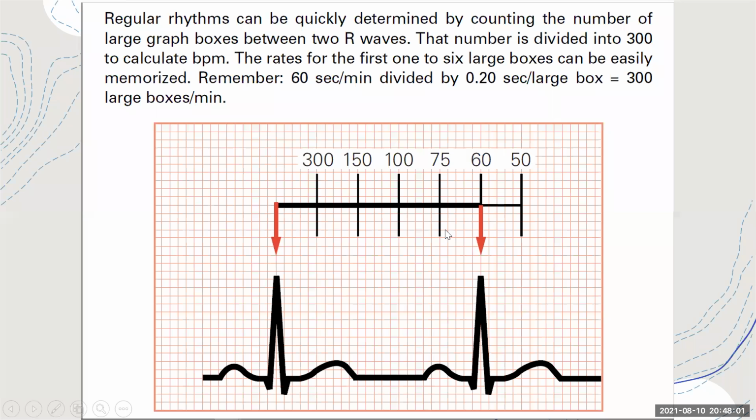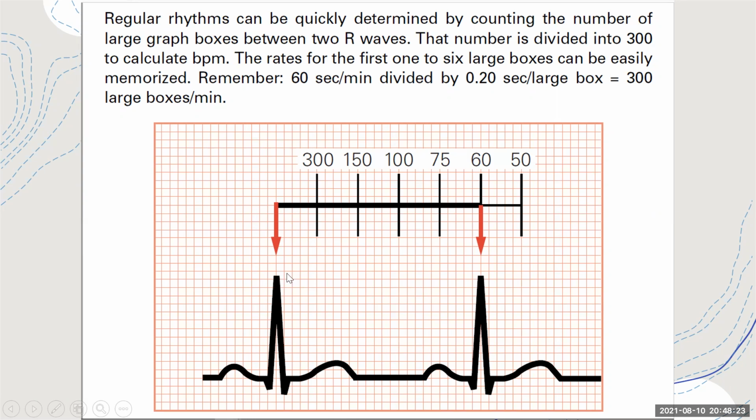So in order to calculate the heart rate, we have a rough formula: you divide 300 by the number of blocks. So 300 divided by 5, and the answer you will get is 60. So here the heart rate of the patient will be 60. It's very easy to calculate.